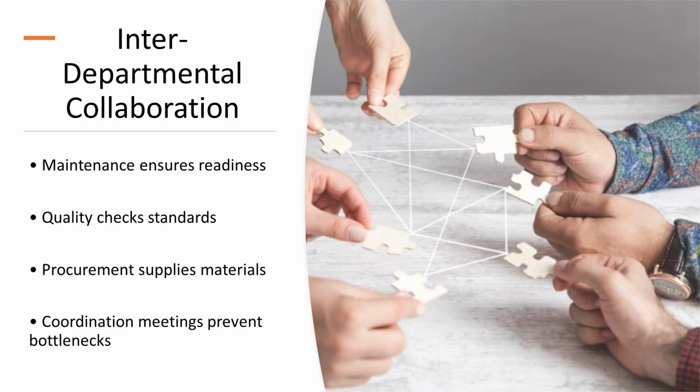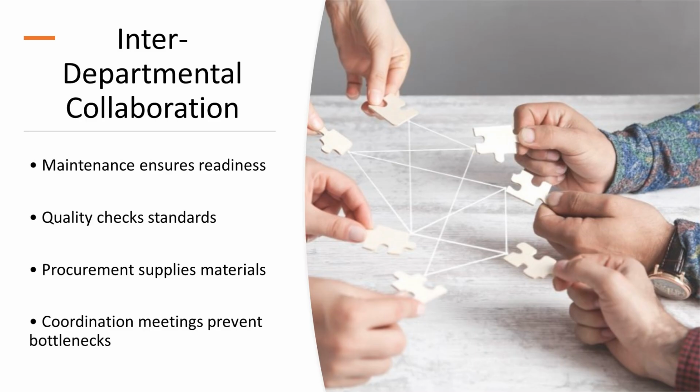Departments must communicate and plan together. For example: 1. Maintenance ensures machines are ready before production starts. 2. Quality control verifies that products meet standards. 3. Procurement secures raw materials on time. Regular coordination meetings and shared dashboards can prevent bottlenecks and miscommunication.